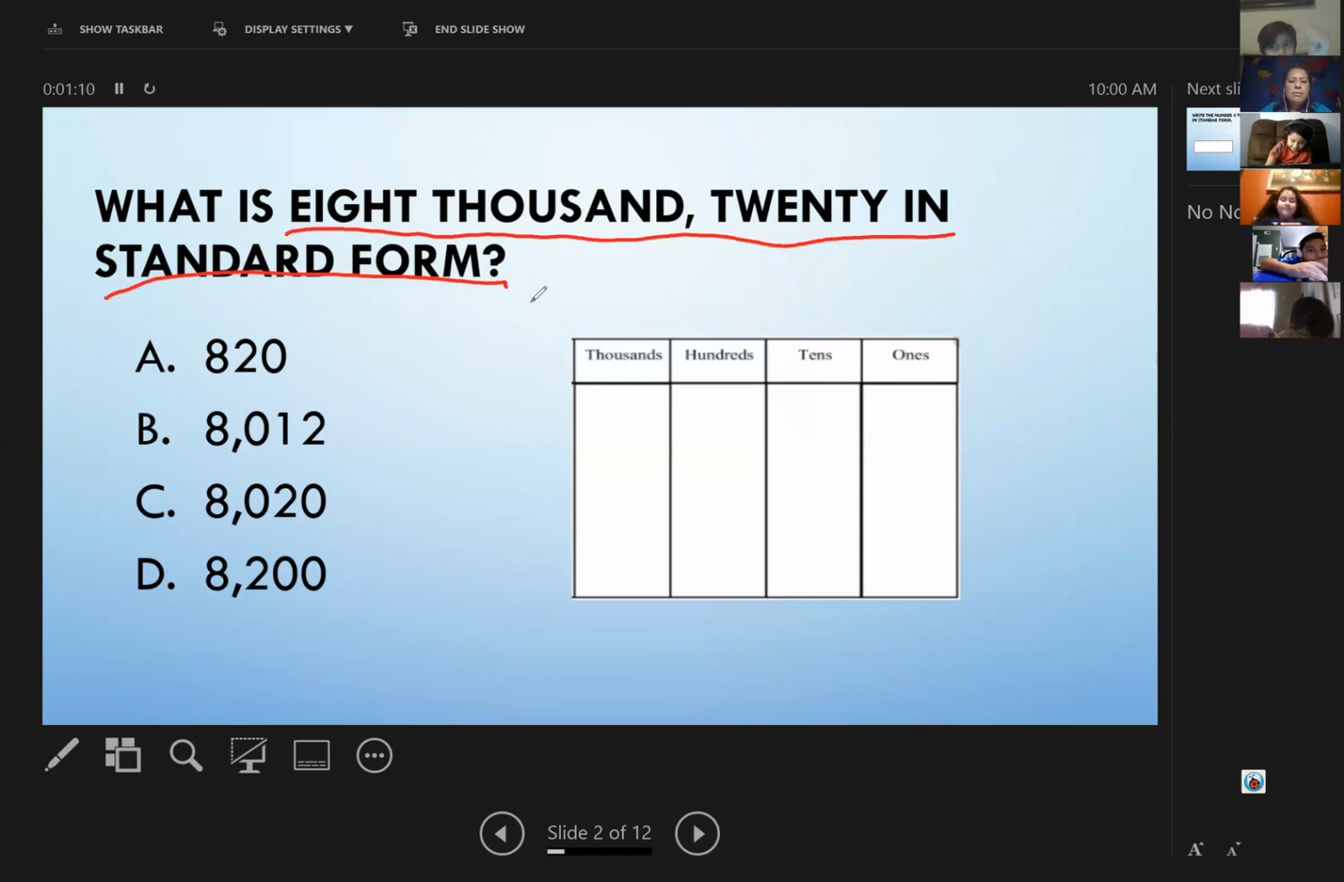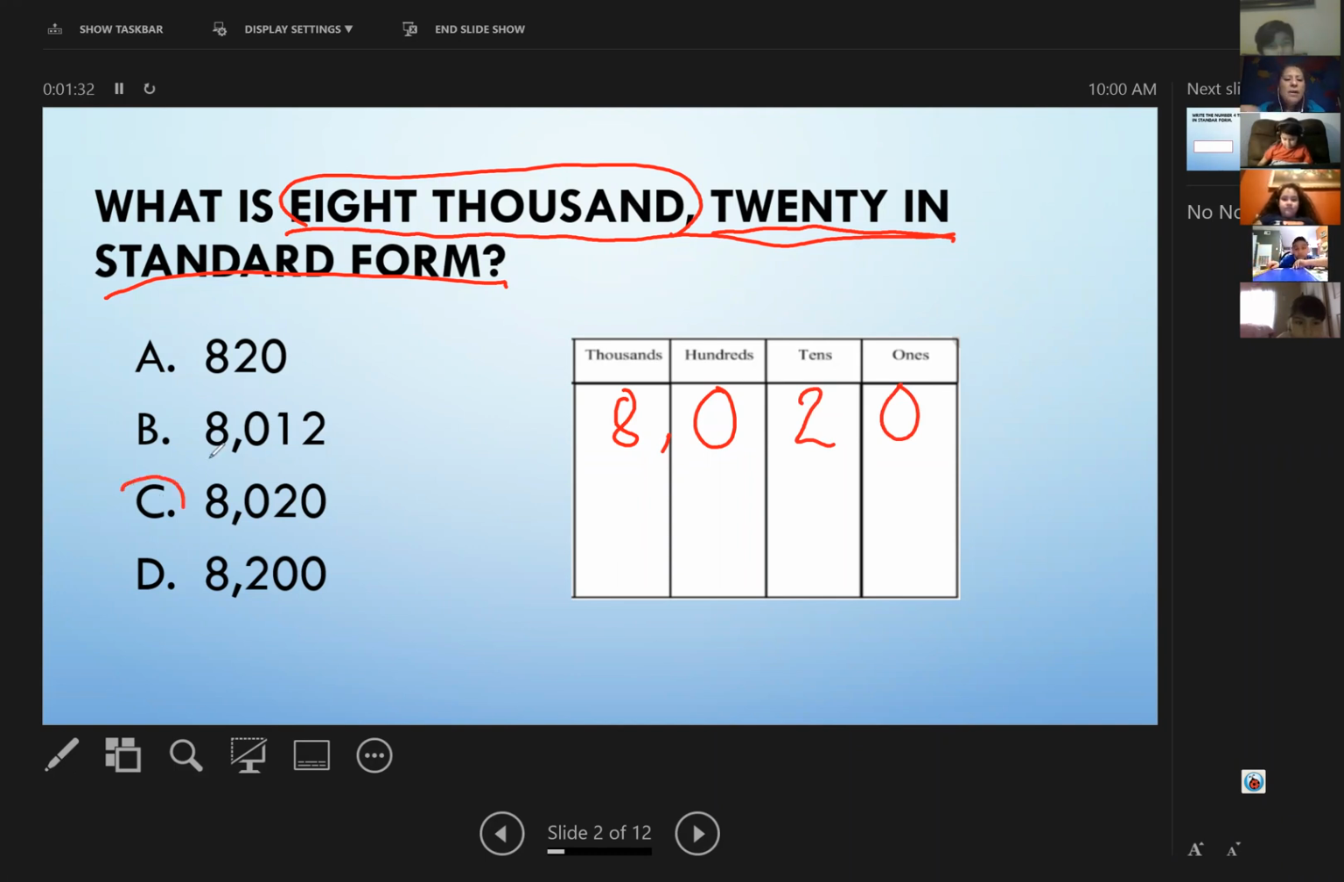So the first thing I have to do is use my place value chart, and I have to put 8,000. So in the thousands place, I'm going to write the 8. I'm going to write my comma to separate the thousands, and then I'm going to look for 20. So 20 means I have no hundreds, and I have 2 tens and 0 ones. So that's 8,020. So my answer this time is going to be letter C. Now don't forget to use your place value chart to show the answer. Now let's go for the next question.